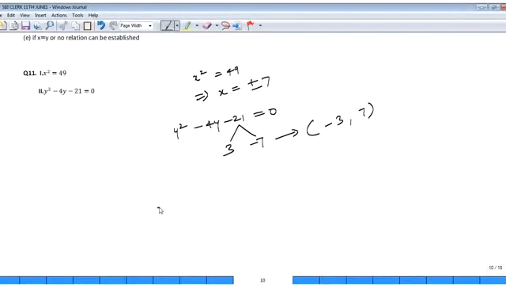So if we represent these values of x and y on number line, then we get x, y. So the values of x will lie here and here, plus 7 and minus 7. And the values of y will lie here, 7, and another will lie here, minus 3. So from this representation of number line we get that no relation can be established here. So the correct option is E.